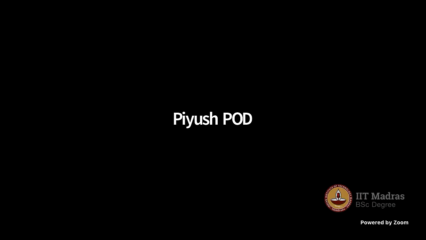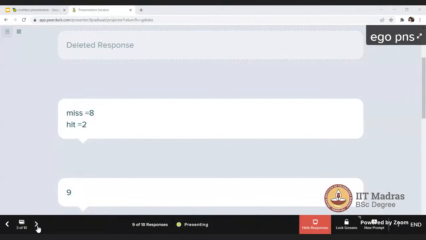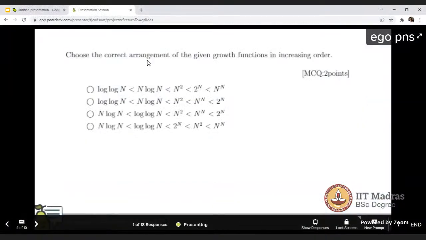Yeah, so the next question is the same as the last question of the practice assignment. It is pure mathematics, so let's discuss that. We need to choose the correct arrangement of the given growth functions in increasing order. So how do we decide which function is greater than which one? Just answer this first, then we'll discuss.